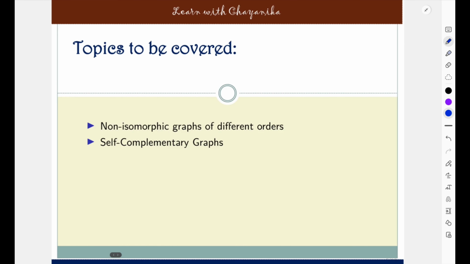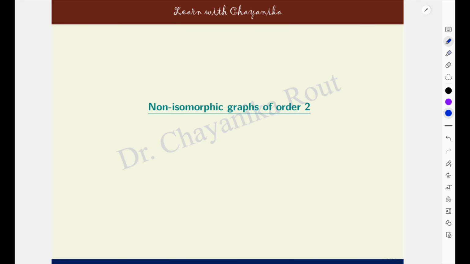Now today we are going to discuss some non-isomorphic graphs of different orders, and in particular we will talk about a specific type of graph, that is the self-complementary graph. So we will see here what are all those graphs having order 2 that are non-isomorphic to each other. So basically we are trying to find all the graphs that we can draw having order 2, that is with 2 vertices, but they will be non-isomorphic to each other.